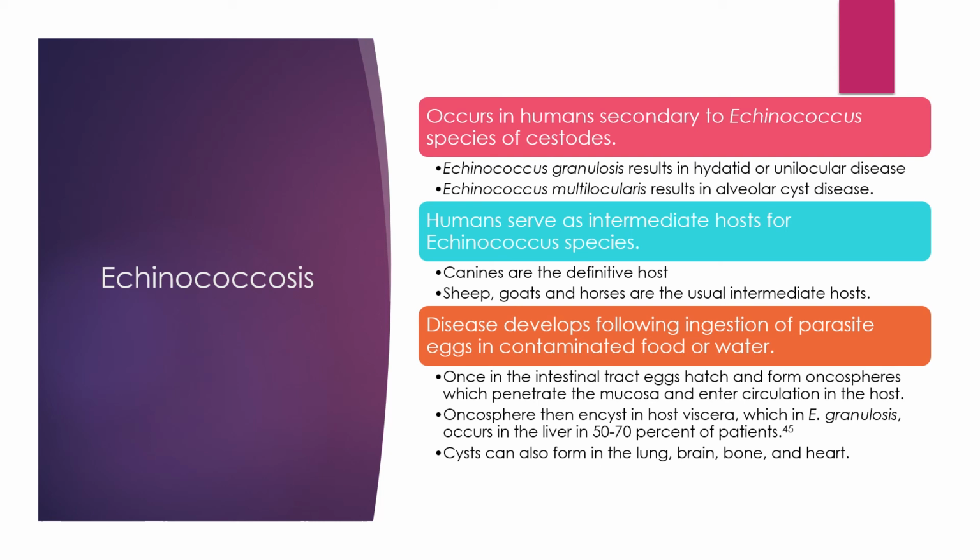Once in the intestinal tract, the eggs hatch, form an oncosphere, and then this penetrates the mucosa and enters circulation. The oncosphere then encysts in host viscera, which with Echinococcus granulosus occurs most often in the liver in 50 to 70%, but can also occur in the lung, brain, bone, and heart.